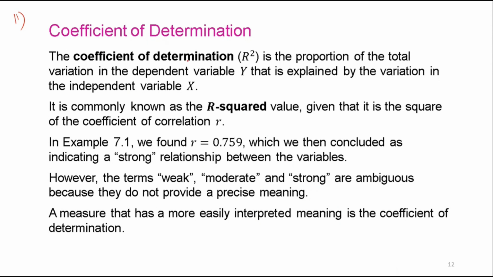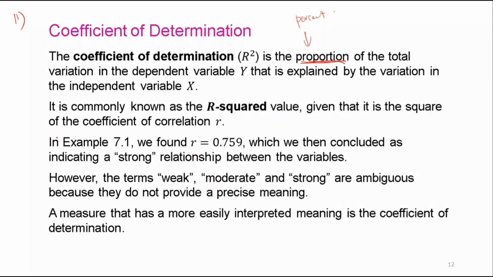y. Okay, so the coefficient of determination is the proportion. When it is mentioned about proportion, we know that we need to use percentage or ratio or something. So it is the proportion of the total variation in the dependent variable y that is explained by the variation in the independent variable x. So we use the r square value.